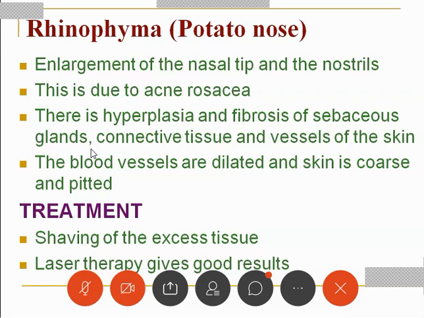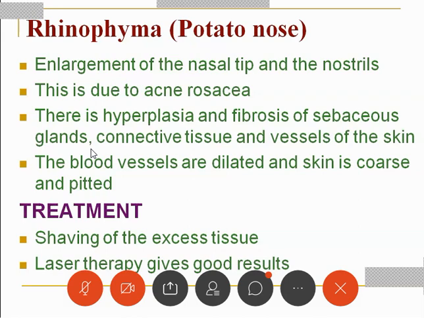It is typically due to acne, a sweat gland disease. There is hyperplasia and fibrosis of the sebaceous glands, connective tissues and vessels of the skin. So obviously the glands get hypertrophied and connected with one another, and local inflammation starts when there is accumulation of sweat and all.